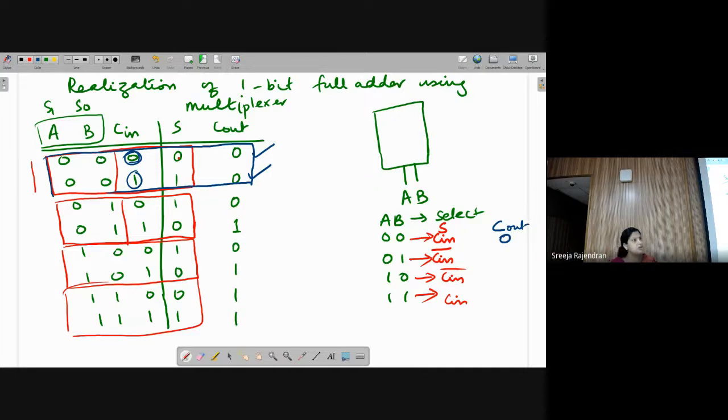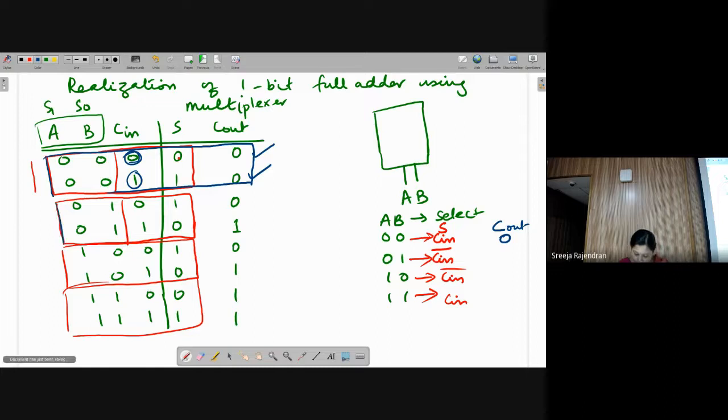Okay, that input pin should be 0 because it is not dependent on my carry in in this particular select condition. Yes or no? Okay, why? Because in one case, when carry in is 0, my C out is 0. The next case, carry in is 1, still my C out is 0. So it is not dependent on C in at all in this case.